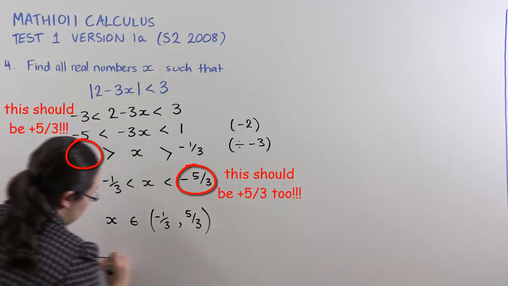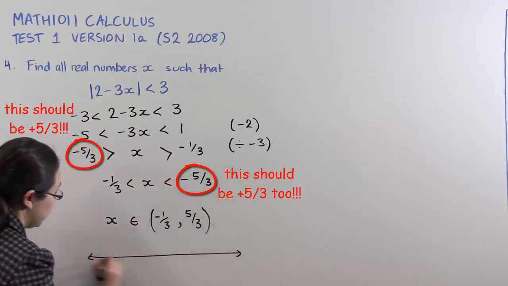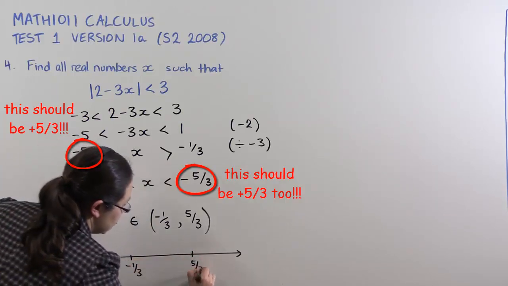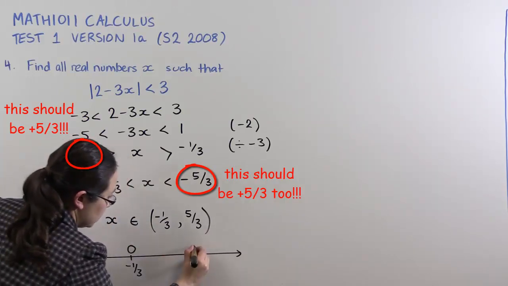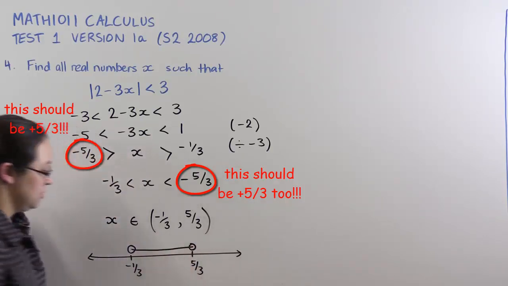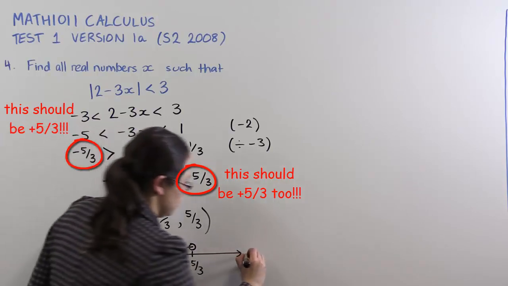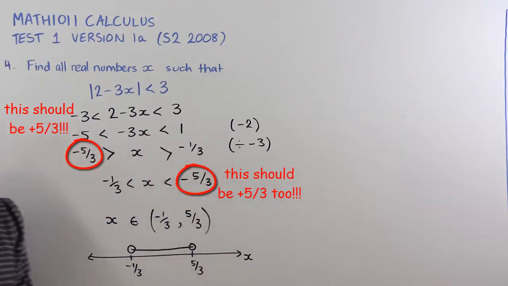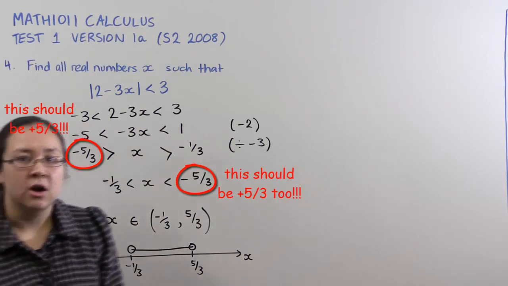If they asked us to graph that, we would be saying that we want all the numbers in between these 2 points, but because we don't want to include the endpoints, we have open circles there. So this is the real number line. So that's the solution to the last question of this paper.